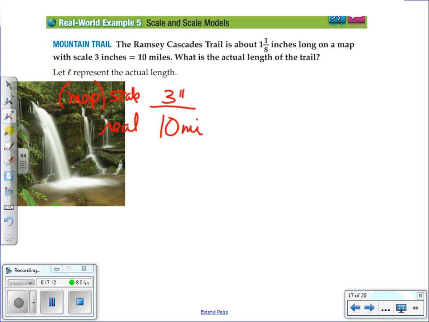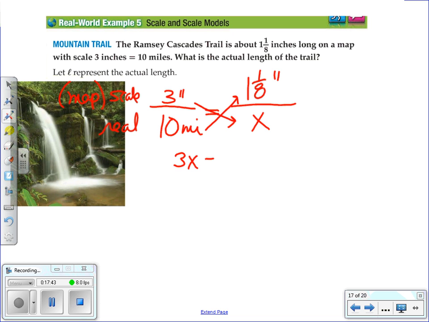Okay. Now we know on the map it's 1 1/8 inches long. So where's that going to go? We're talking about the map, so that's going to go up top, 1 1/8 inches, and we want to know how long that is for real. That's what we don't know, so that's our x. So now we're going to solve for x to find out the actual length of the Ramsey Cascades Trail. All right, so it'll be cross multiplying.